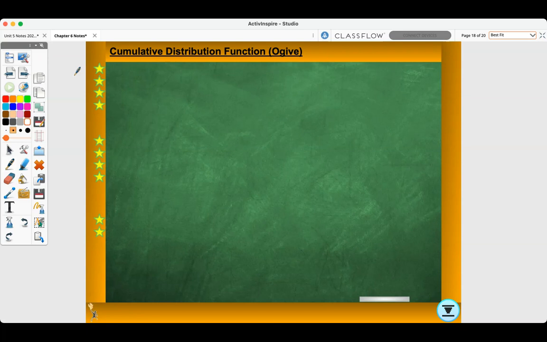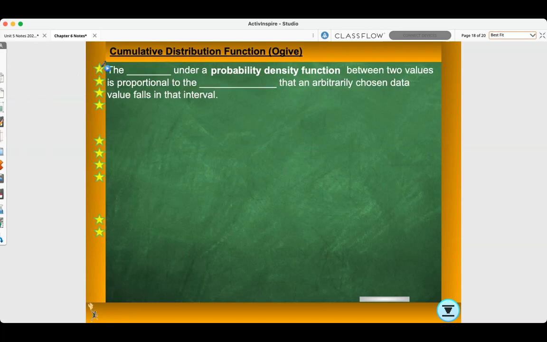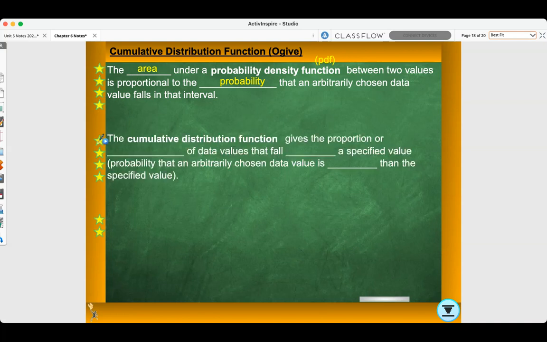Cumulative distribution function. So an ogive. The area under the probability density function between two values is proportional to the probability that an arbitrarily chosen data value falls in that interval. The cumulative distribution function gives the proportion or percentage of data values that fall below a specified value, the probability that an arbitrarily chosen data value is less than a specified value.